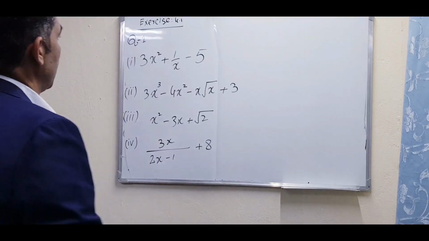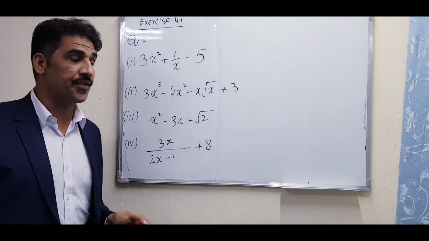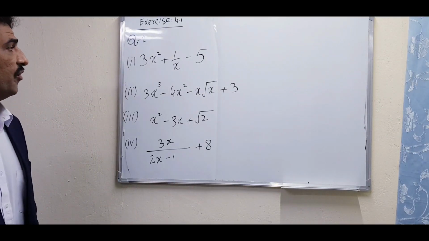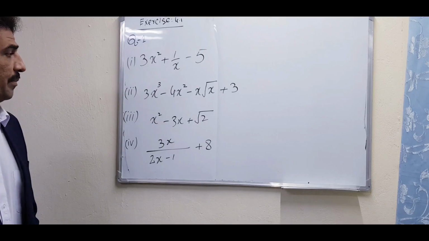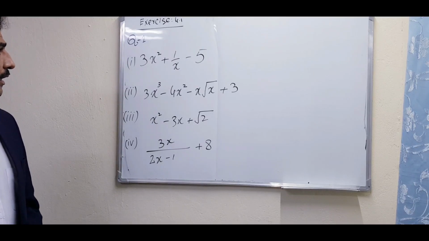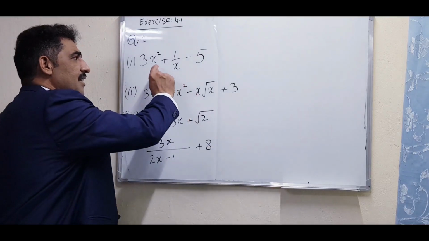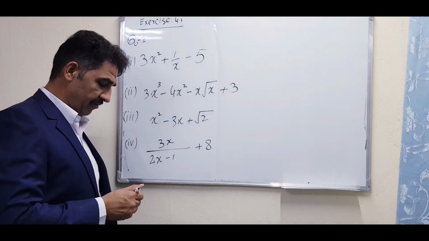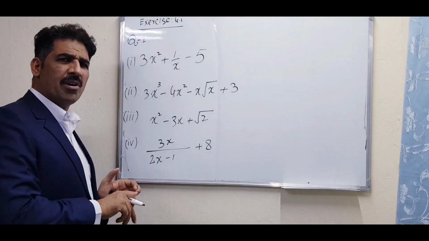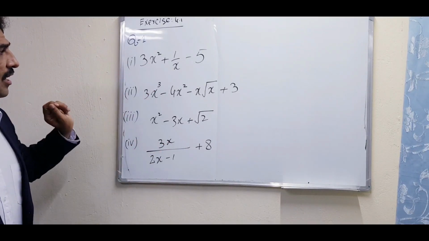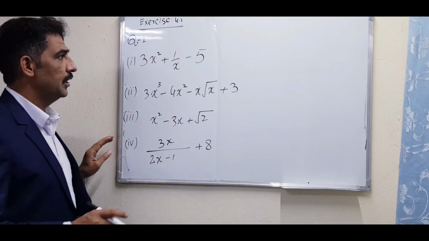Okay, this is question number 1 of our exercise 4.1. There are 4 parts and we have to find out the polynomials. First part. According to the first part, is it a polynomial or an expression? What do you say? If it is not a polynomial, then definitely it is an expression. So is it a polynomial or an expression? What do you say?